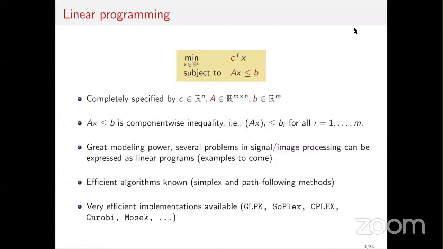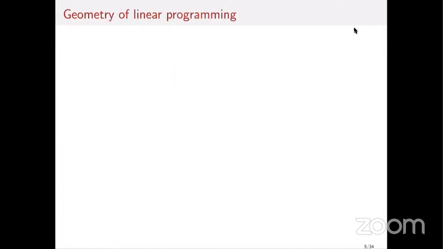Before I explain why linear programming matters for data science, how it can be applied to problems like Lasso and so on, let me first have a quick look at the geometry of linear programming. Let's try to understand what is happening when minimizing a linear function on a set of linear inequalities. Let's try to draw here. So I want to minimize c transpose x.